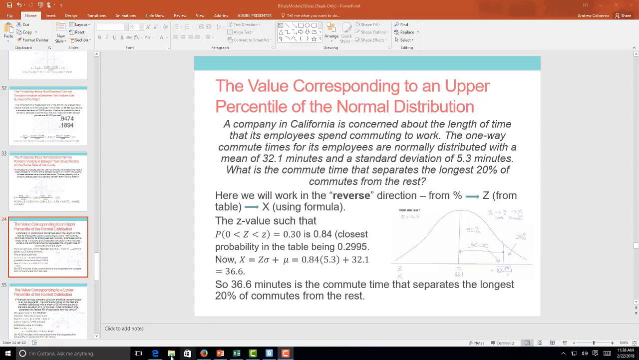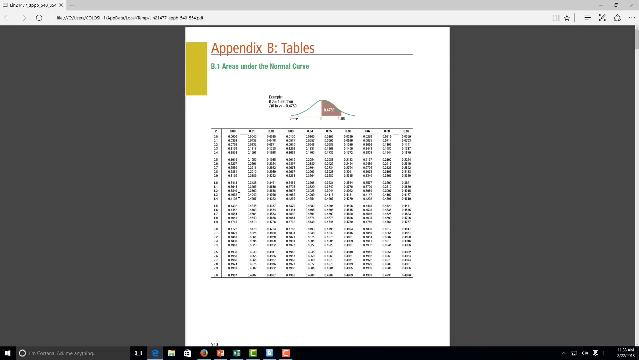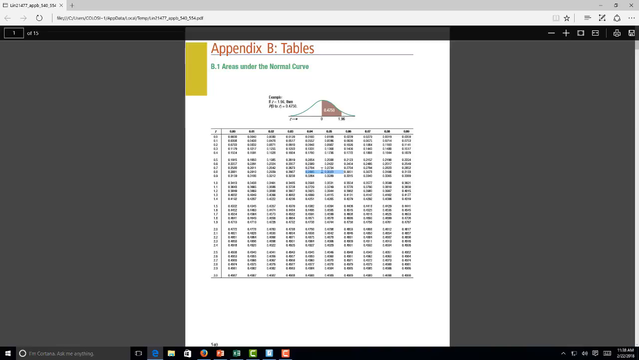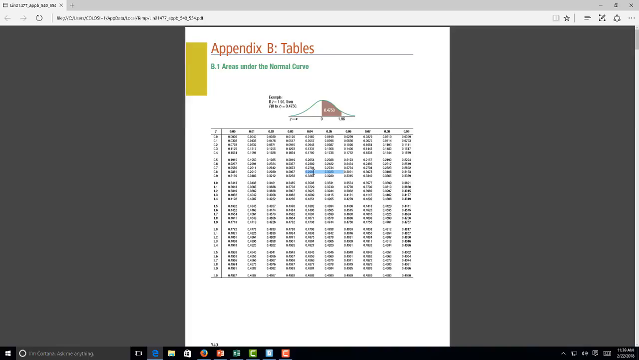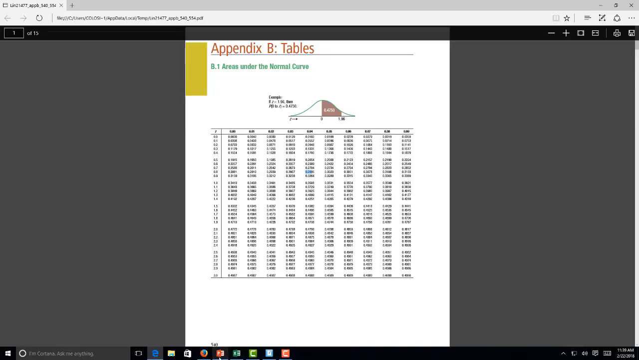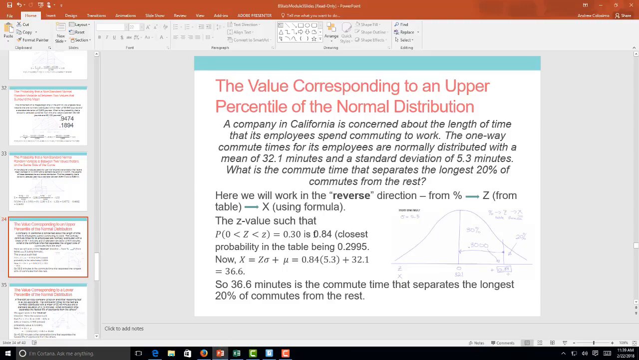So to use the table, what I want to do is look in this table and find what is closest to 30%. I spotted it kind of quickly. It falls in between here. So we have 0.8 and then we have 0.84 and 0.85. We'll probably take 0.84 because it's the closest. And that's what they did, 0.84, because it is the closest.